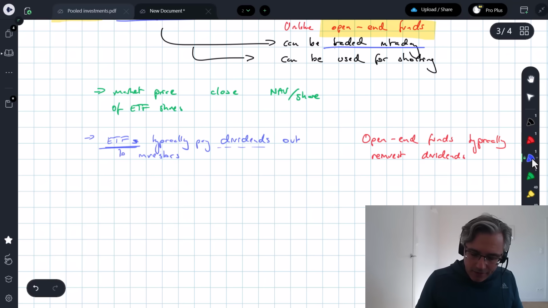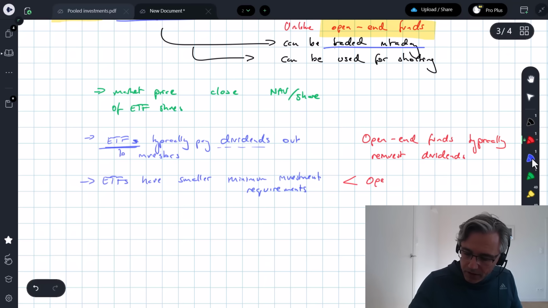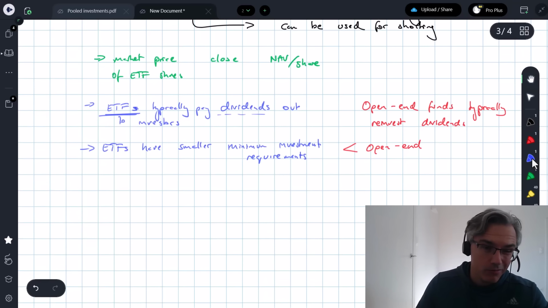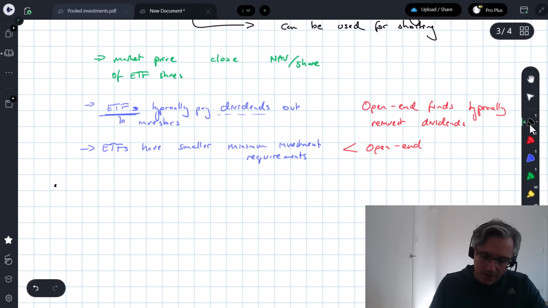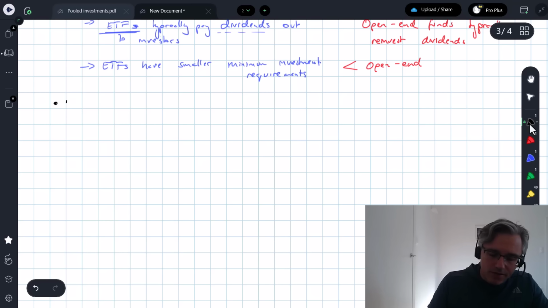And ETFs, your book says, typically have lower minimum investment requirements than would be the case with open-end funds. Although that is very fund specific, it may be the case in general, but not always. That's the message. Okay, the next category, now, this is something we've already discussed in previous videos, so hedge funds.